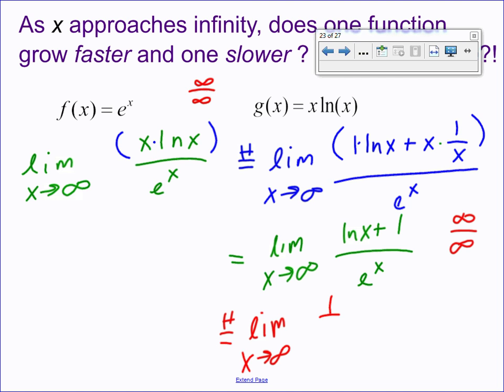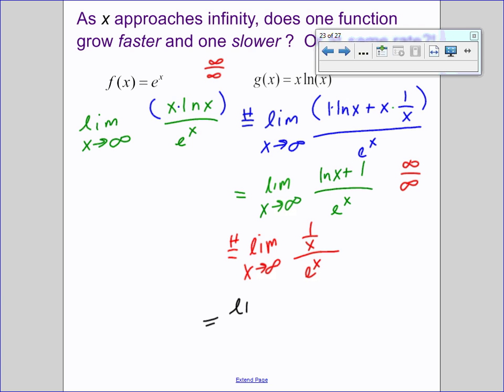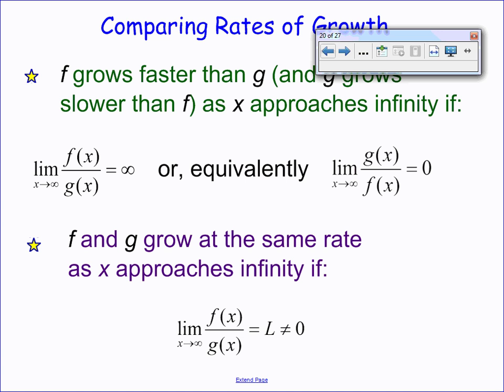Now I see I no longer have an indeterminate form. That is, as x approaches infinity, 1 over x e to the x approaches 1 over an infinite product. Is this indeterminate? No, this is certainly determinate. Constant over a quantity approaching infinity exists and it equals 0. So we've got a situation where the limit of the quotient of functions as x approaches infinity equals 0. Therefore, which one grew faster? The denominator function.